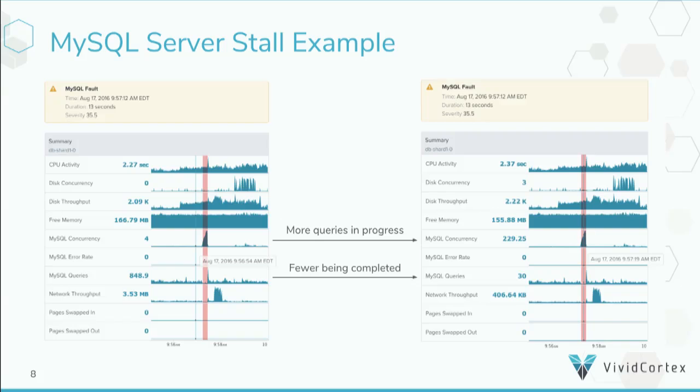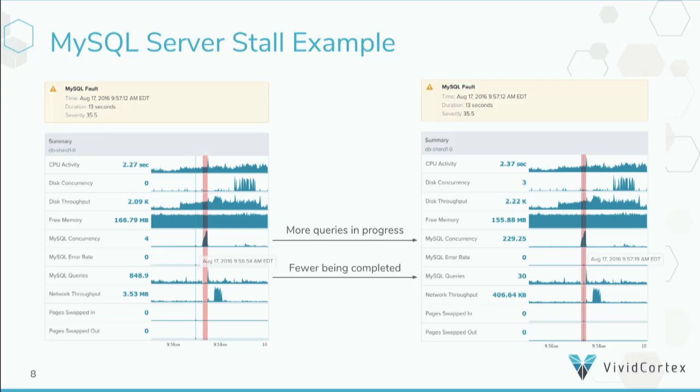So here's an example. These are screenshots from the application. Here we have a pretty significant stall that lasted for 13 seconds. We also have a severity, which is kind of like a z-score, but I won't go into that right now. The metrics that we want to look at are MySQL concurrency and MySQL queries, so that's throughput and concurrency up there. You can clearly see usually concurrency is around 4 or 5. It's basically a flat line because it's so low. And right when that stall happens, you can see this huge spike in concurrency. It's a little bit harder to see with the throughput, but there's a dip in the throughput in the system.